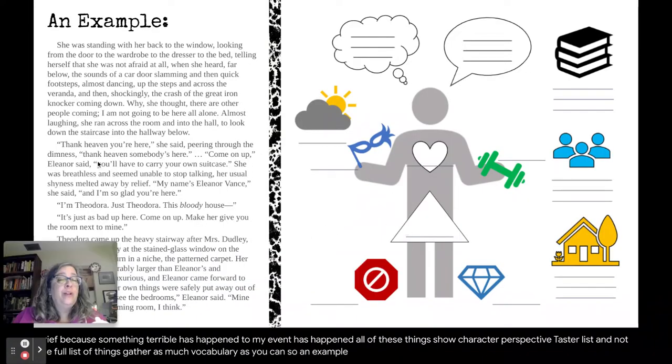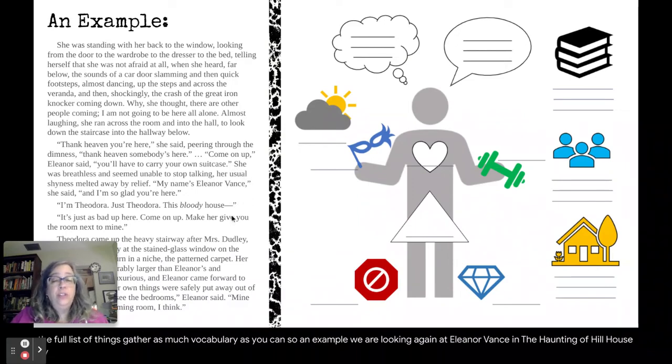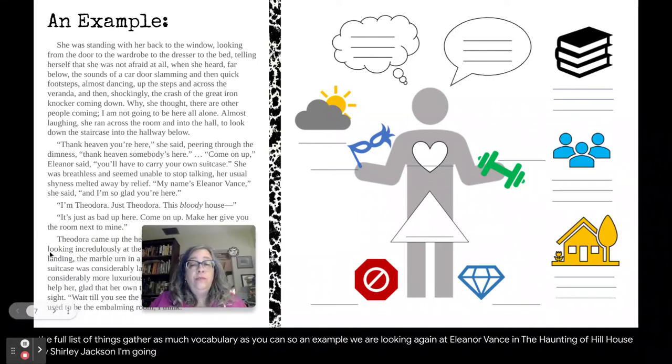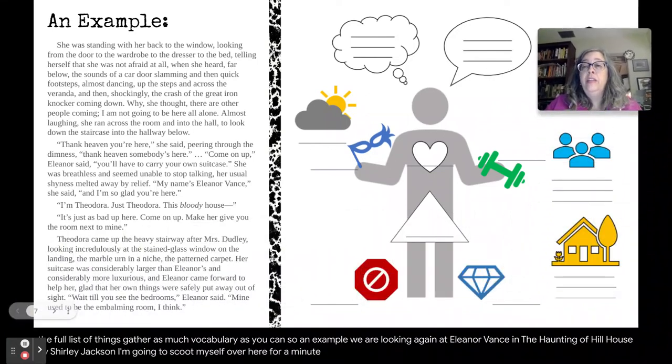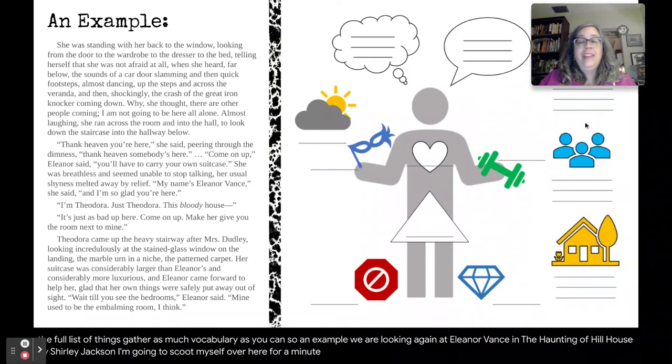So, an example, we are looking again at Eleanor Vance in The Haunting of Hill House by Shirley Jackson. I am going to scoot myself over here for a minute and give you a moment to read.